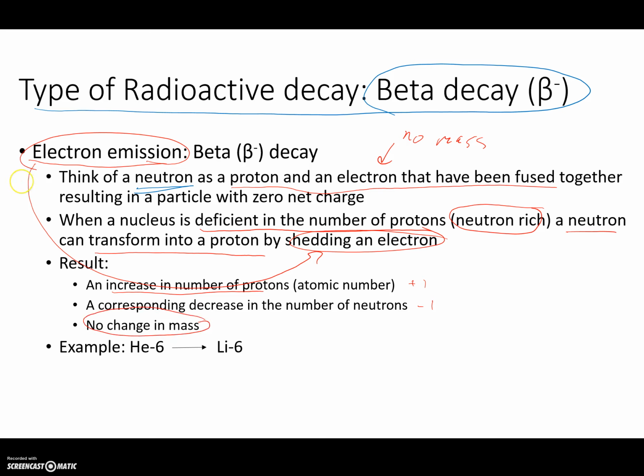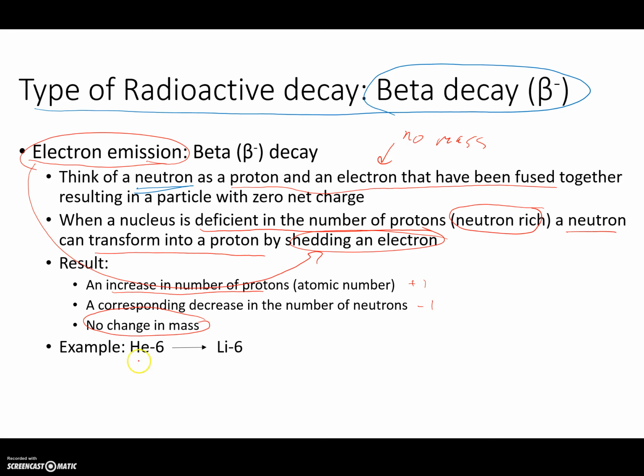Again, we're emitting an electron from a neutron, making it become a proton again. Okay? So again, a neutron is a proton and electron combined. If there's too many neutrons in the nucleus, one of those neutrons can shed an electron, right, to become a proton. So our number of protons goes up, our number of neutrons goes down, but because electrons have essentially no mass, when we get rid of that electron, the mass stays constant.